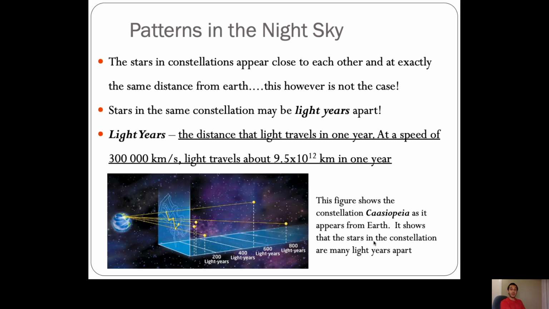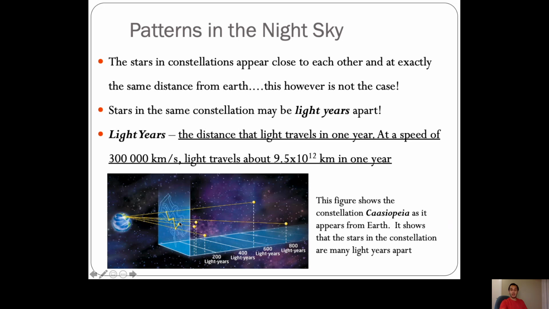Light travels about 9.5 times 10 to the 12 kilometers in 1 year. That's a very, very far distance. It's extremely far, okay? So what does that mean? Well, let's look at this picture. This picture is of the constellation Cassiopeia. And if we look here in this flat plane, we're going to see what it looks like from Earth. It looks like this W shape from Earth.